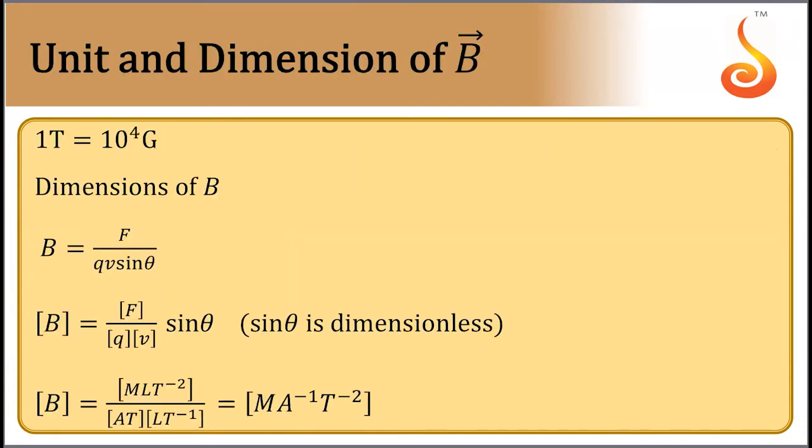So this is the conversion factor. 1 Tesla is 10 to the power 4 Gauss. Gauss is the CGS unit of magnetic field. So the dimensions of magnetic field are F divided by q v sin theta. Substitute for the dimensions of F, q, and v. That is sufficient. Sin theta is dimensionless. Just make a note of it.